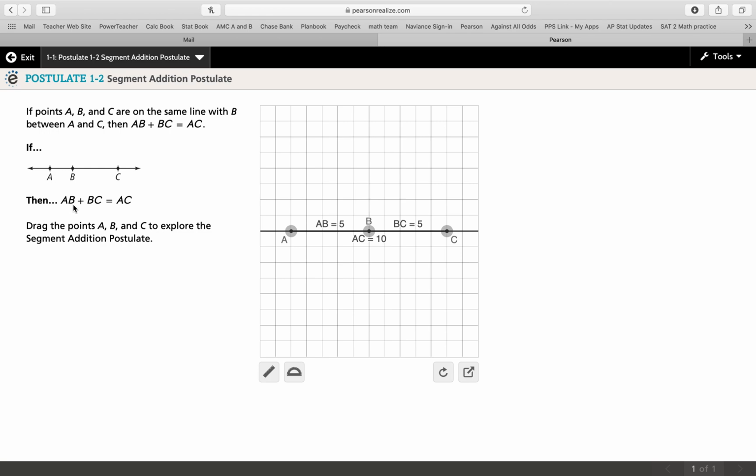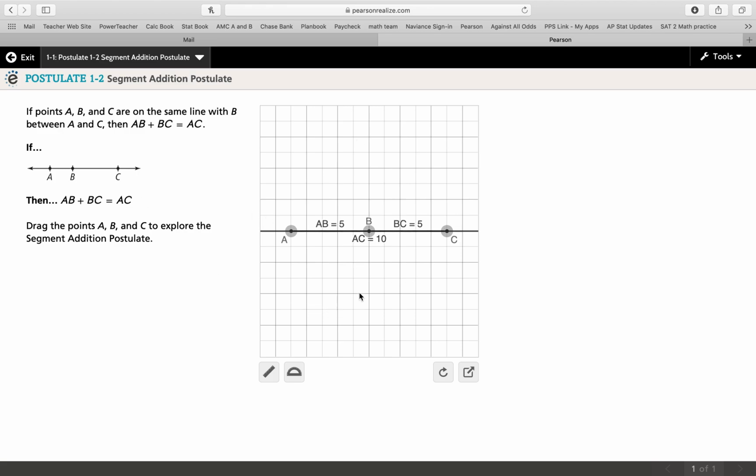Okay? So AB, we know, is going to be a line segment and not a line. That's because AB is a number. A line will have a distance of infinity because it goes off infinitely. A line segment has a finite distance. So we have AB plus BC equals AC.